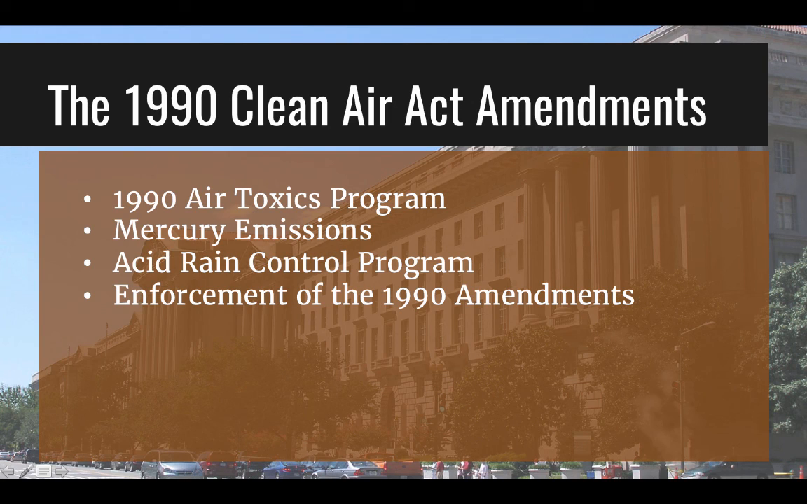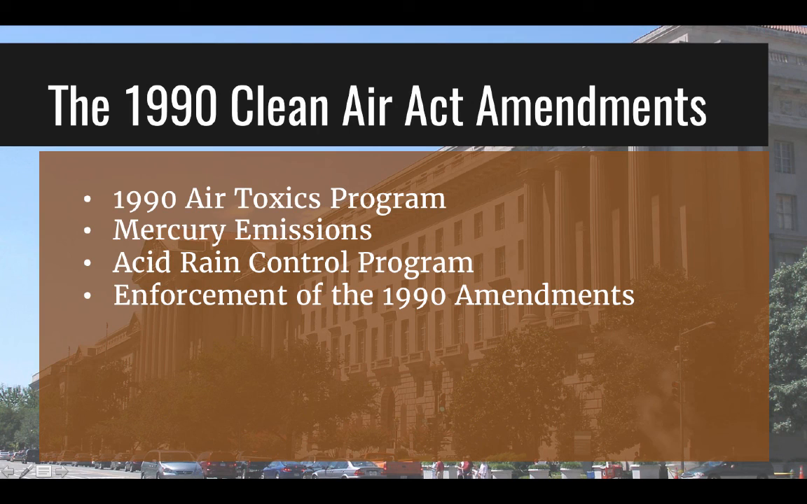Area versus facility. Sources may have to meet generally achievable control technologies, GACT, or management practices. The EPA also had to finish an accident prevention program by 1992, requiring risk management plans, RMPs, from industry, with information available to the public and the EPA.